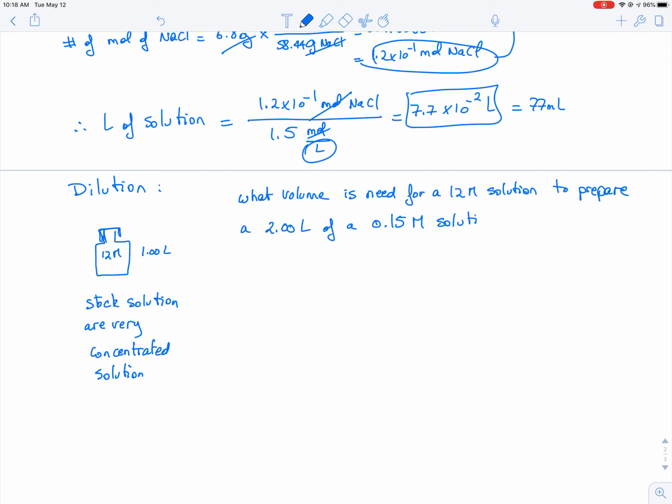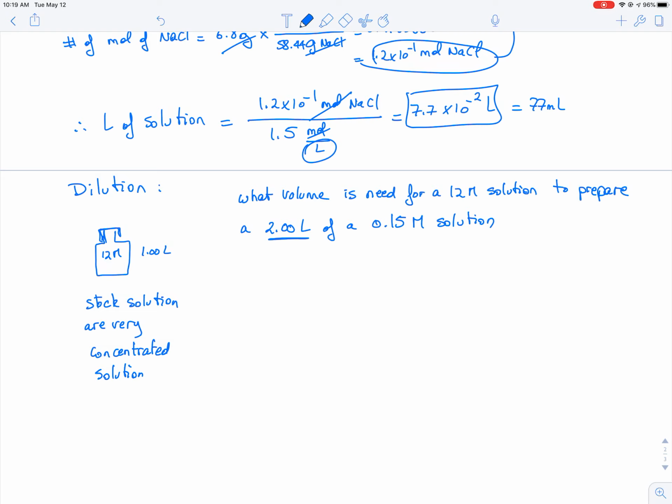So let me explain. I have this solution over here, and I want to take a little bit from the solution to dilute it to prepare a solution that is 2 liters, but that's only 0.15 molar, so I don't need 12 molar. That's a lot. So what do I do? When you prepare this, you add water. So I add water to make it 2 liters, okay? So I take an initial volume from here to prepare a solution that's 2 liters and has this concentration. So how do we do that?